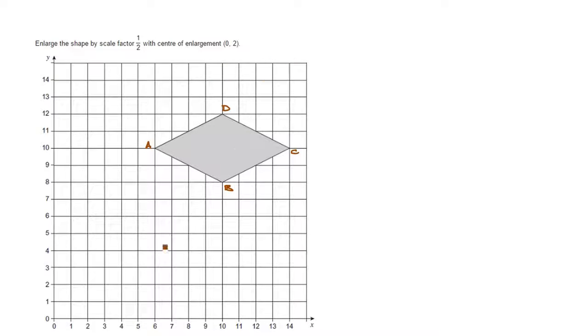Next thing, the centre of enlargement. Well, the centre of enlargement is given at 0,2. So 0 along, 2 up. So that's going to be here. And there are two ways of solving this question, two strongly mathematical ways. You could do it visually. But first, before we do that, let's have a look at the examiner's remarks.